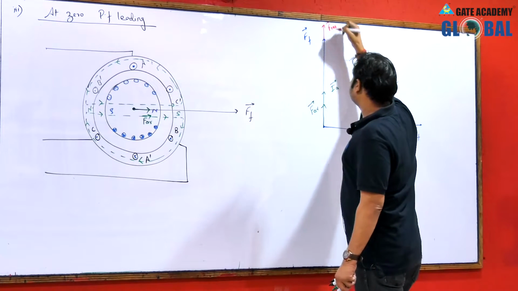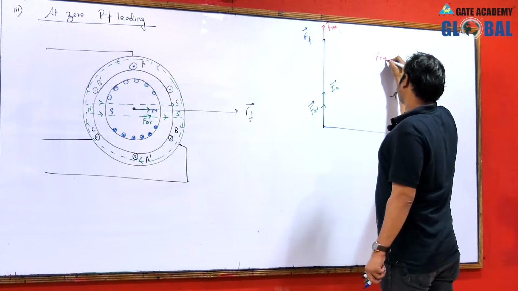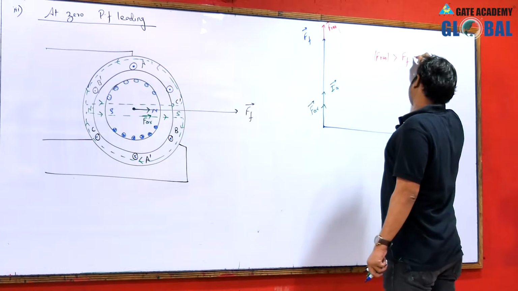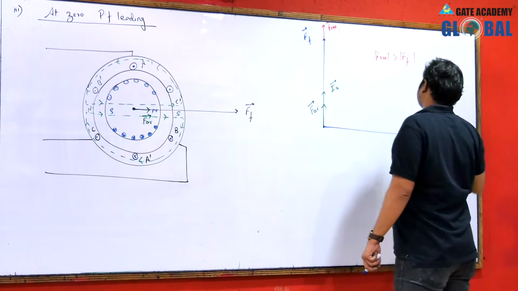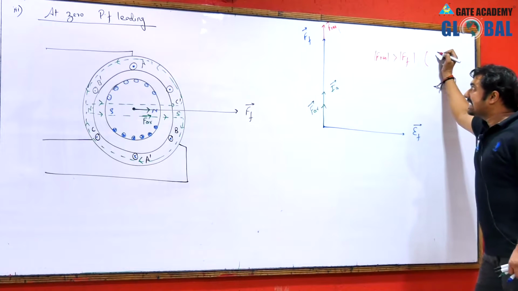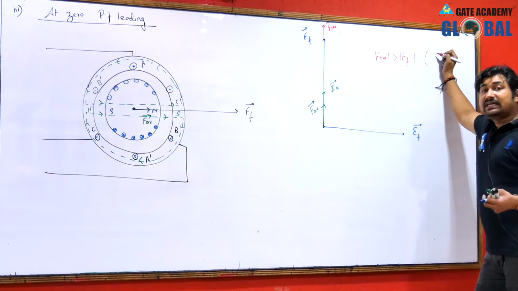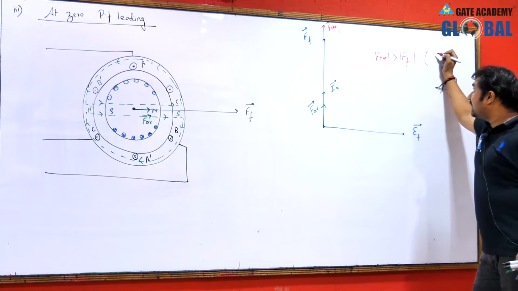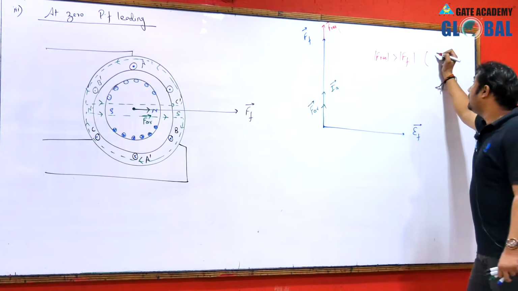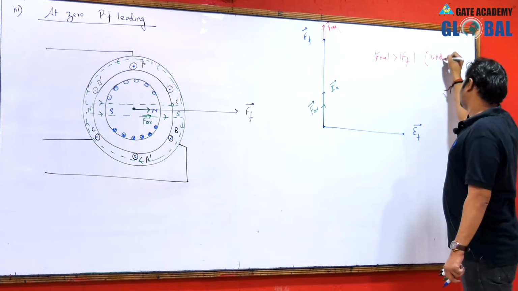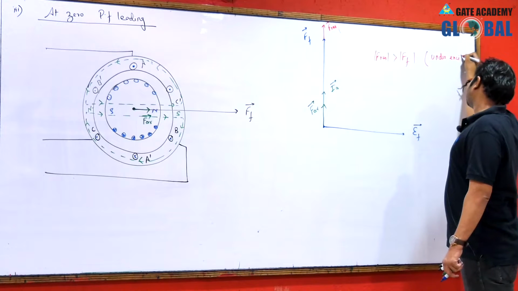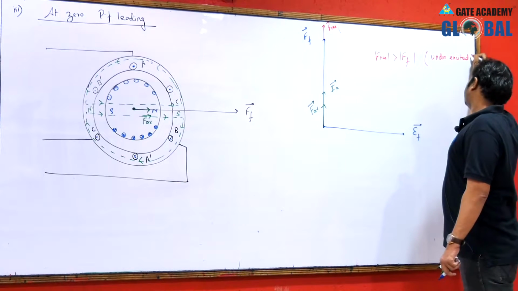Now, if you observe, the resultant magnetic field is greater than the applied field flux. It means the generator is said to be under excited. The resultant flux is more than the applied field flux. So, the generator is said to be under excited from the excitation point of view.